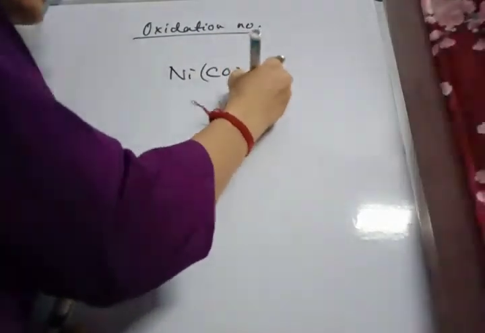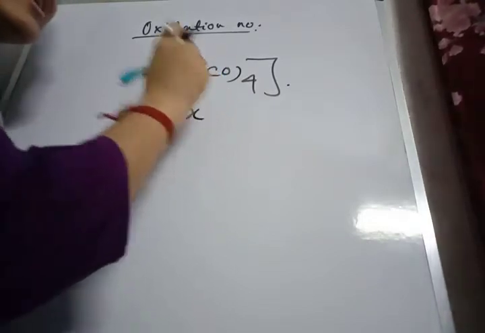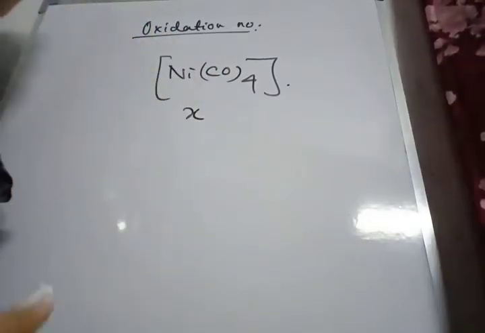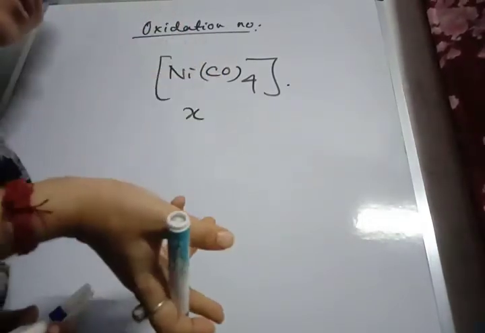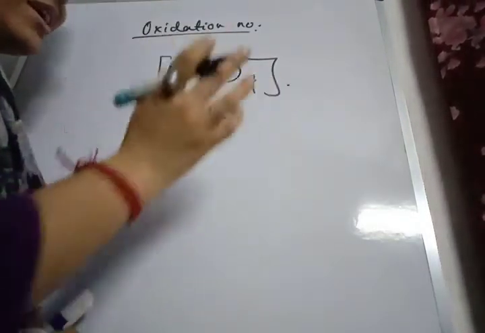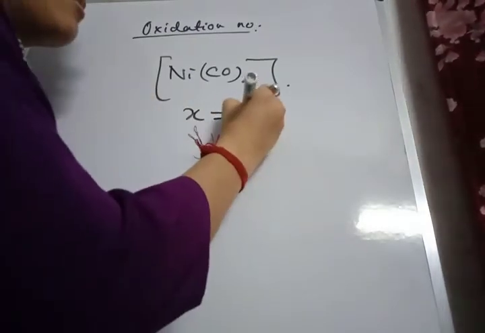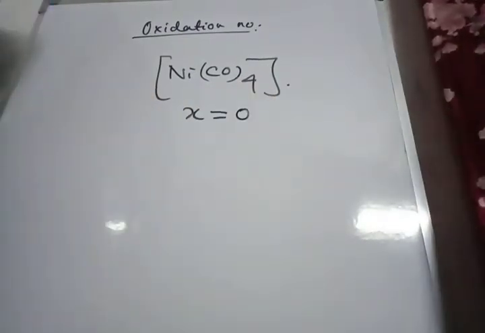Okay, next. Nickel, Ni(CO)4. What is the oxidation number of nickel in this complex? So let the oxidation number of nickel be X. CO is carbonyl, it's a neutral ligand, so its oxidation number equals 0. That means in this particular complex, nickel will be having oxidation number equal to 0.